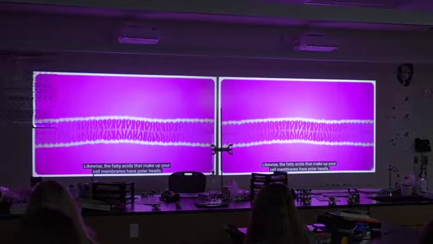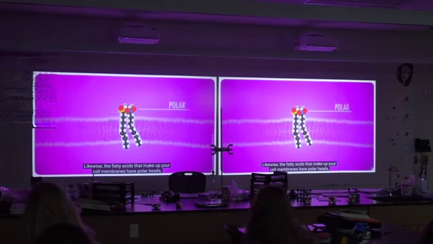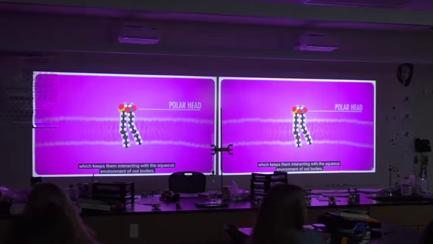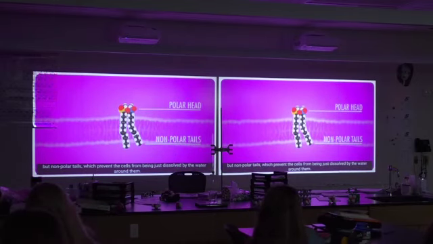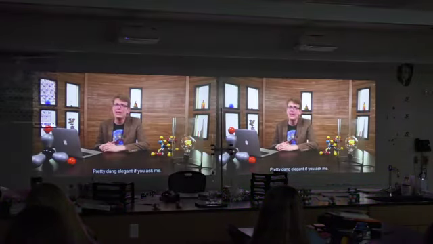Likewise, the fatty acids that make up your cell membranes have polar heads, which keeps them interacting with the aqueous environment of our bodies, but non-polar tails, which prevent the cells from just being dissolved by the water around them. Pretty dang elegant, if you ask me.